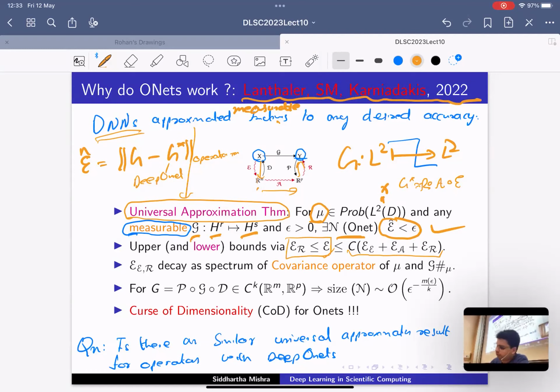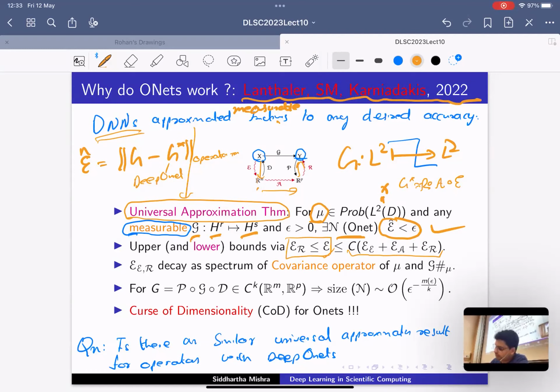And both, and this is the point that I really want to emphasize, let me use another color, perhaps red, because this is important. So both the bounds, E_enc here and E_rec here, the encoding error and the reconstruction error, depend on what is called the covariance operator.